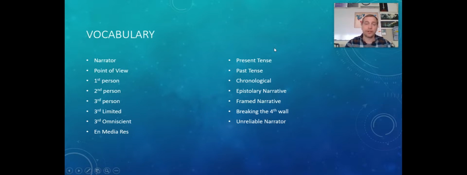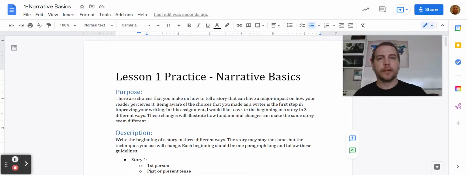Let's take a look at your upcoming assignment. Let us take a look at your Lesson 1 practice assignment for narrative basics. So the goal of this is you're going to be writing the beginning of a story, but you're writing the beginning of a story in 3 different ways. Now, you can choose to do 3 different stories. It doesn't really have to be the same story, but I think it works best when you choose the same story and write it in 3 different ways.